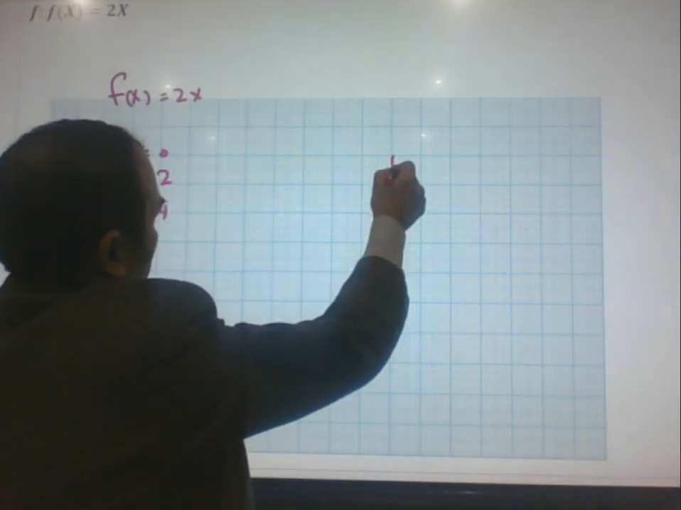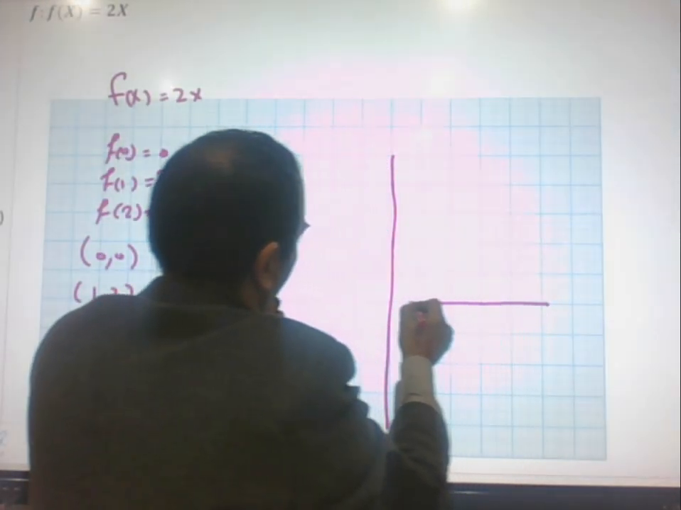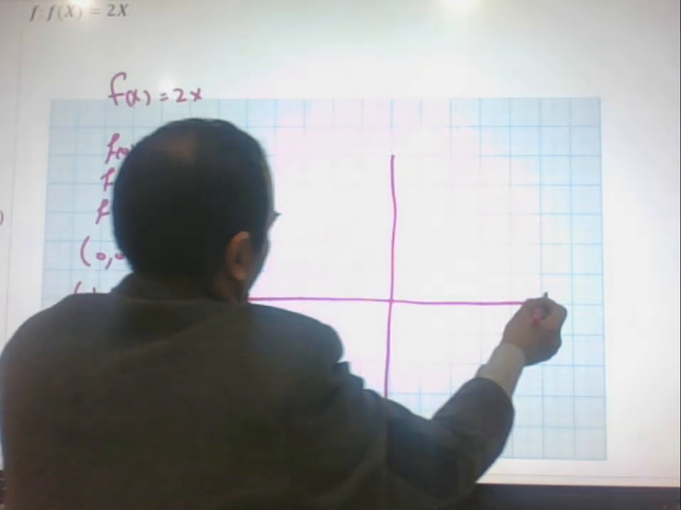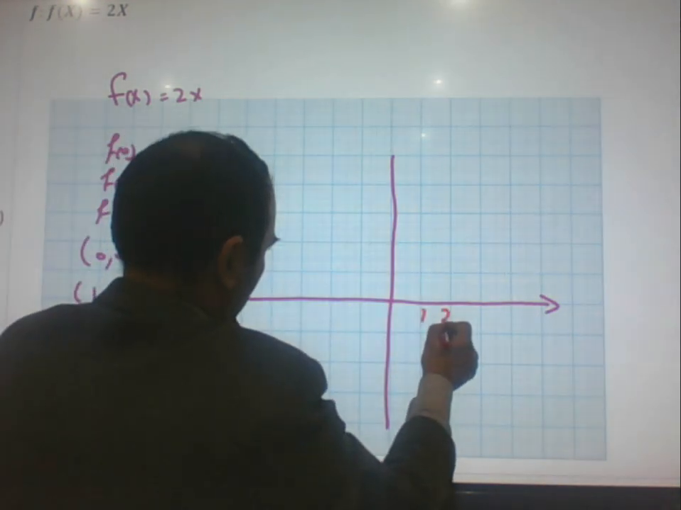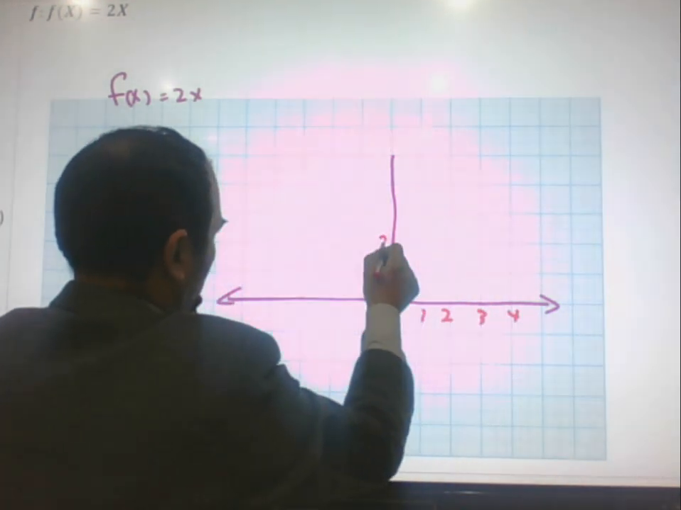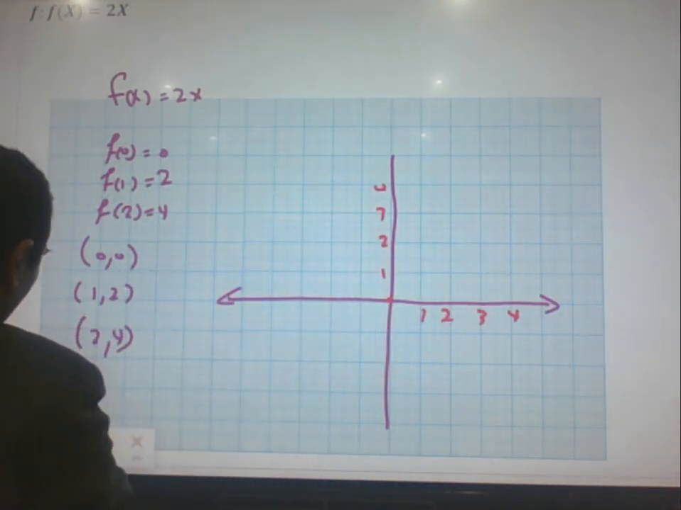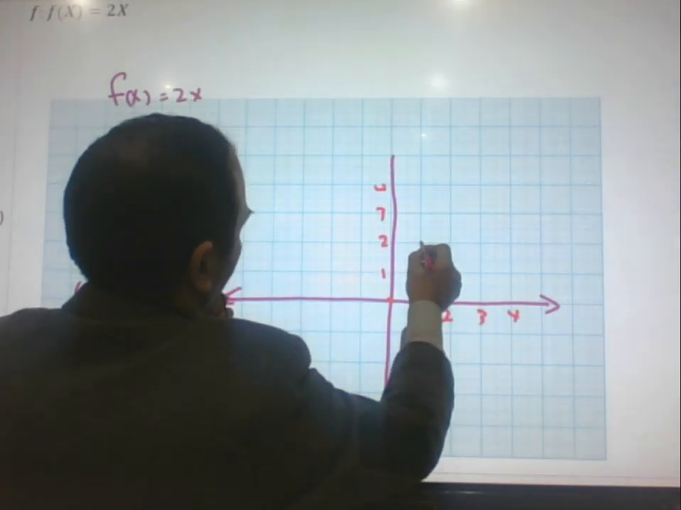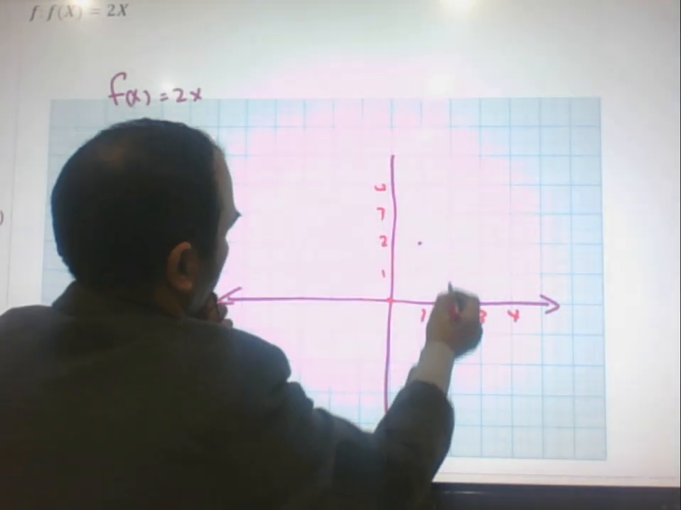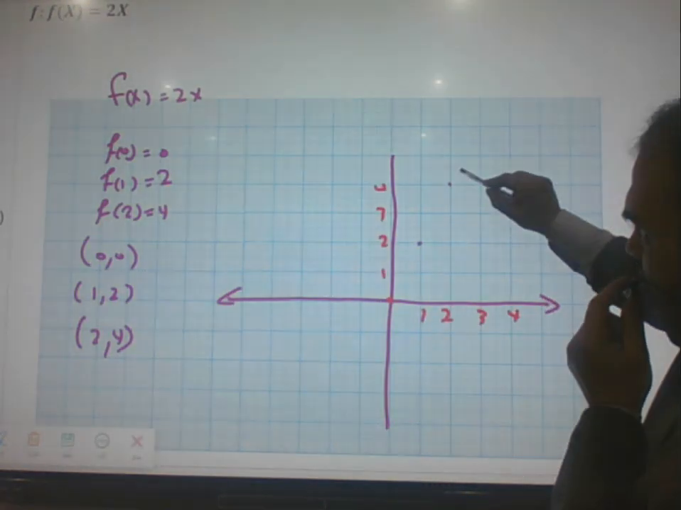Then you can draw like this, the y-axis and x-axis, and then you can put the points here, 1, 2, 3, 4, and 1, 2, 3, 4. The first point 0 and 0 here, and the second point equals 1 and 2, going from 1 to 2, and the third from 2 to 4. And then the next step, you can draw the straight line passing through the 3 points, okay?